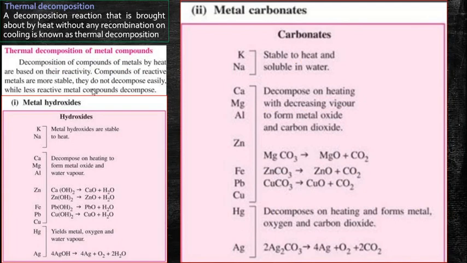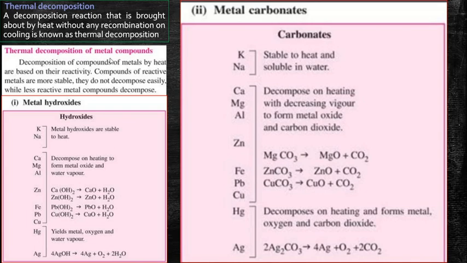Now, let us understand what thermal decomposition is. So, we have learnt about decomposition. What is thermal decomposition? Thermal decomposition is a type of reaction that is brought about by heat without any recombination on cooling. So, I get a product, and the product on cooling cannot give any other product. In other words, a decomposition reaction that is brought about by heat without any recombination on cooling is known as thermal decomposition. These types of reactions are known as thermal decomposition.